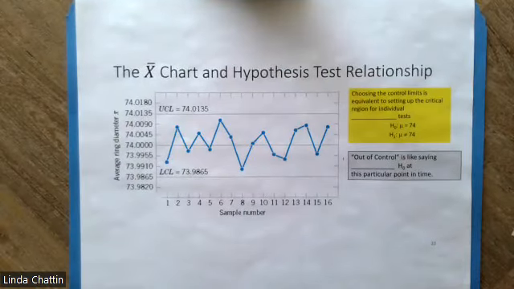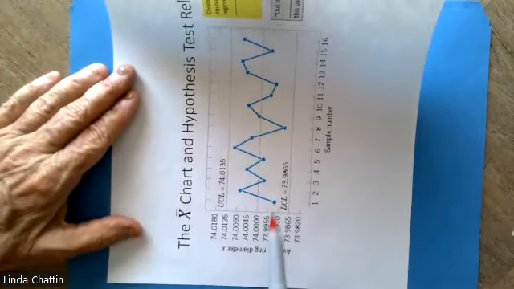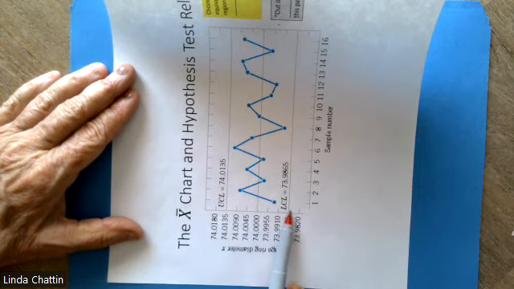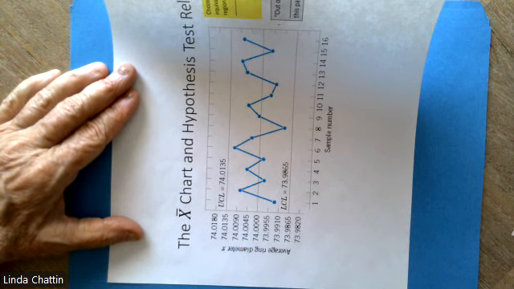So each time we're plotting something on an X bar chart, we are actually doing kind of a mini hypothesis test. You can think of these bounds, the upper control limit and the lower control limit, as like the acceptance region and rejection region we had when we did hypothesis tests. That's kind of like that.